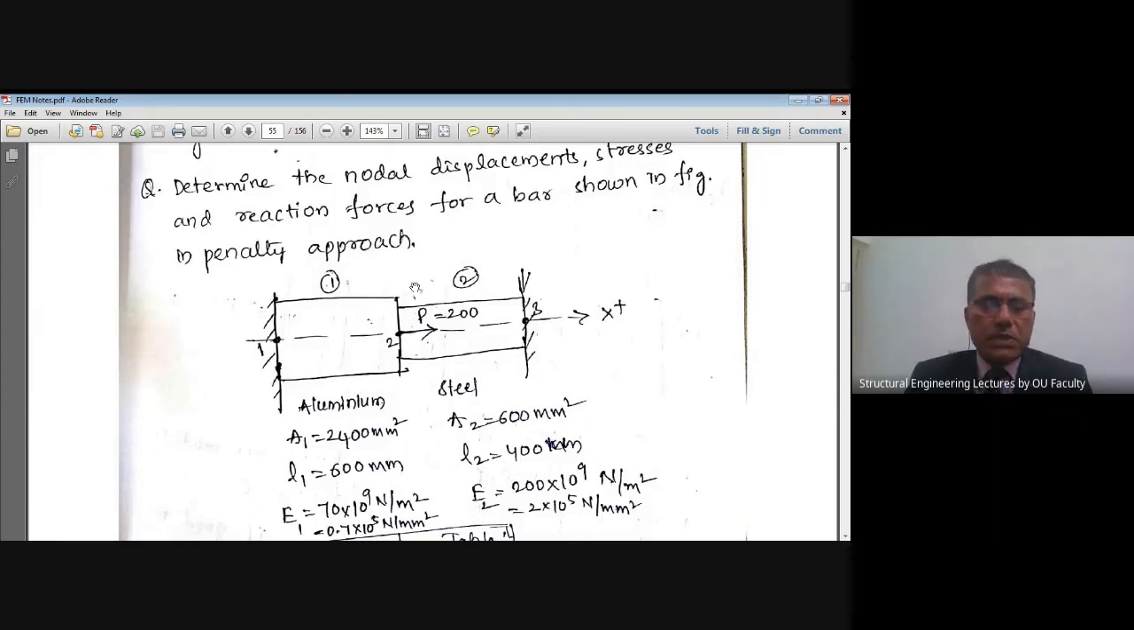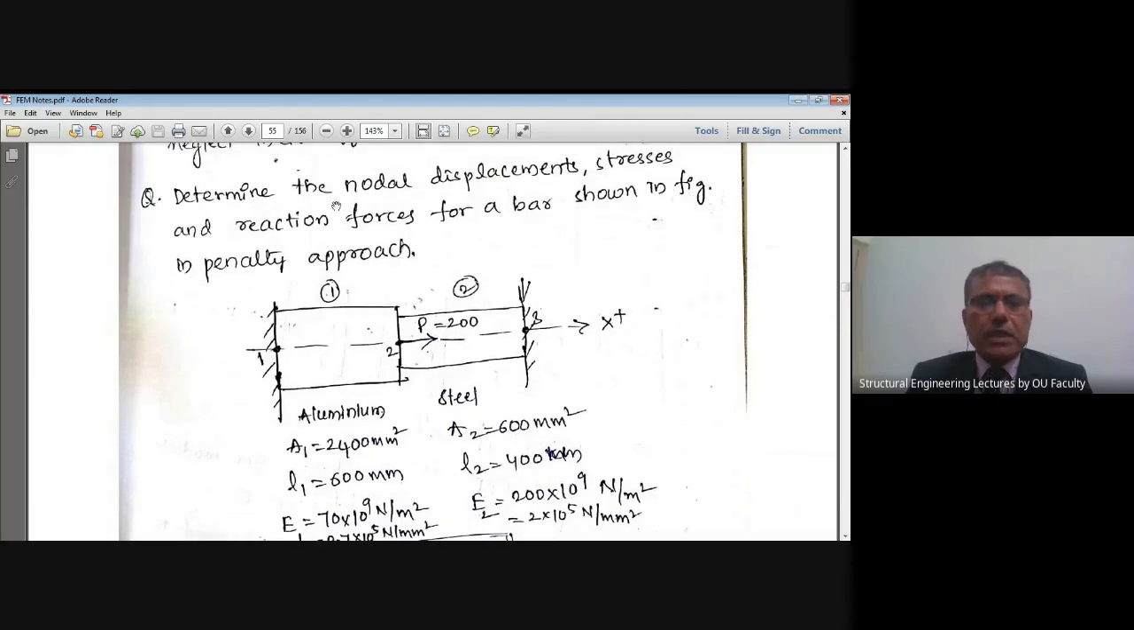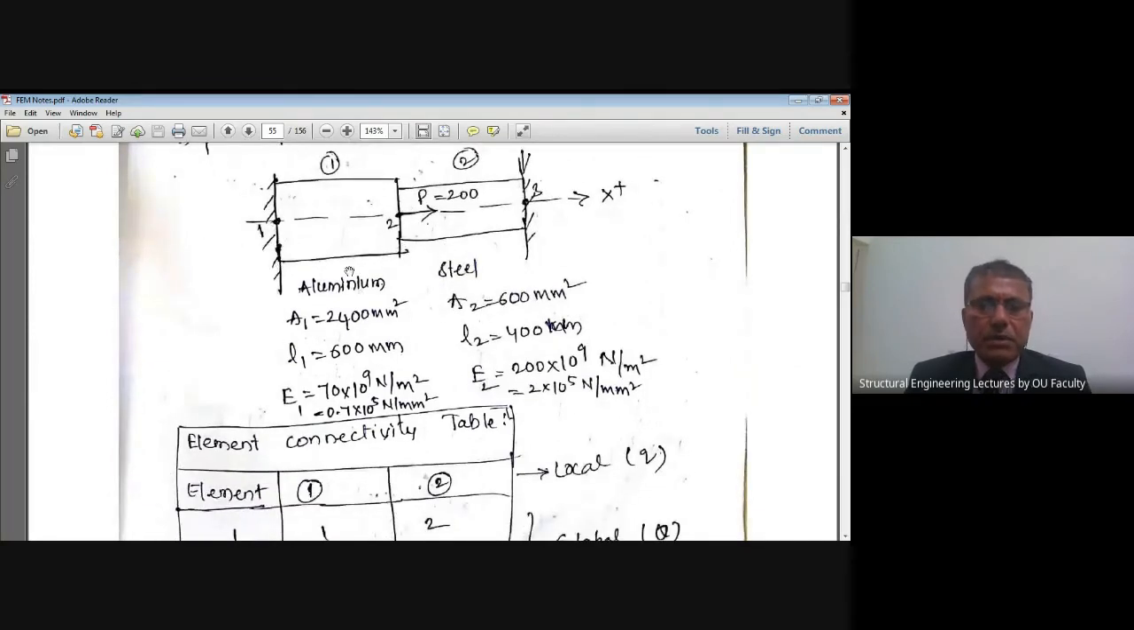One application problem we'll see now, and I'll also see another application problem later, right? The problem is to determine the nodal displacements, stresses, and reaction forces for a bar shown in the figure using the penalty approach. Now please see that this is a stepped bar.